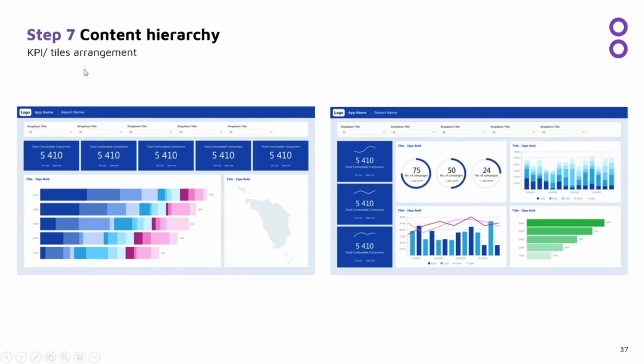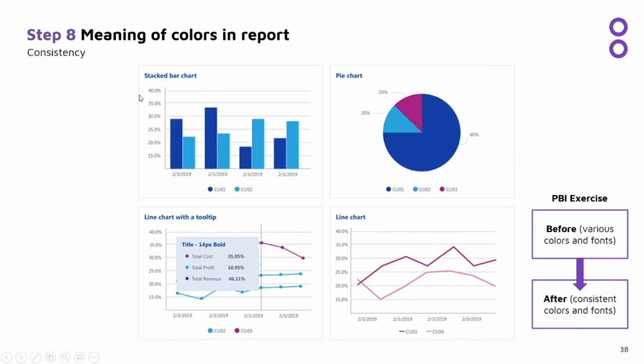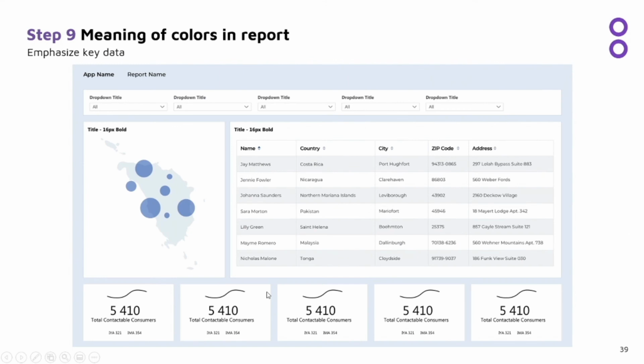And then KPIs and tiles arrangement. As I mentioned before, KPIs are pretty important to people who usually have the least amount of time to spend on data analysis. That's why they need to be really visually distinguished from the rest of your report. So if you have a report that is like this, it is done correctly, but it can be done much better. Why not move the KPI section to the top?